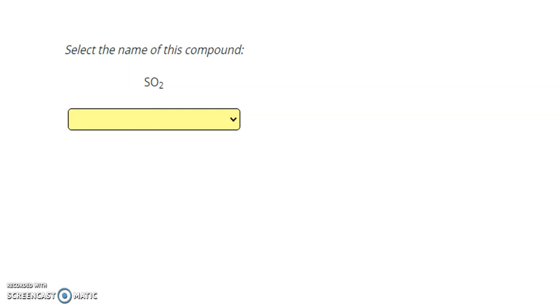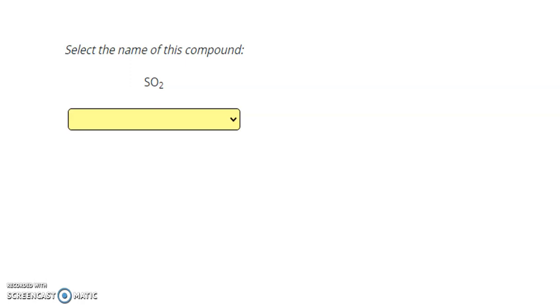In this video, we're going to cover naming covalent compounds. So if you look at this compound, SO2, the first thing you'll figure out is, is it covalent? Well, sulfur and oxygen are both nonmetals. They're both on the right of the periodic table. Two nonmetals tend to form a covalent bond, so we'll use the covalent naming rules.